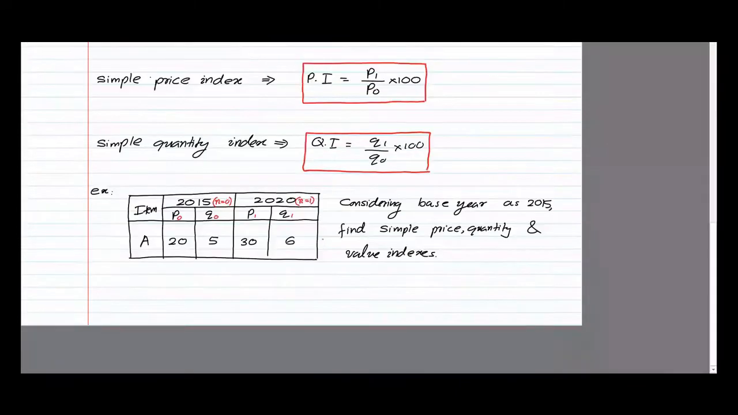Just think of it like a shop, a small boutique, for any item. Let's say rice or sugar or whatever. In 2015, they bought it for 20 rupees, and the quantity they bought was 5 kilograms, let's say. In 2020, they got it for 30 rupees and 6 kilograms. It's like that.